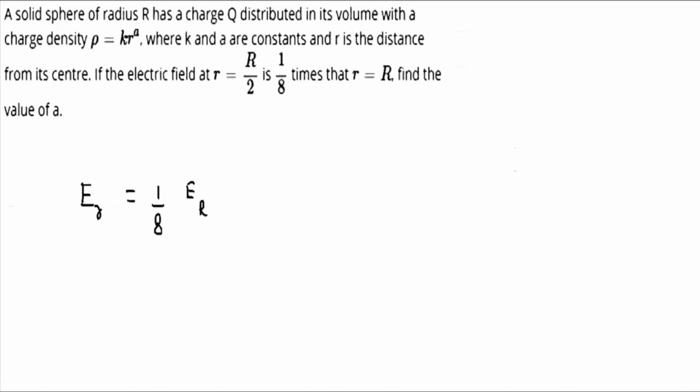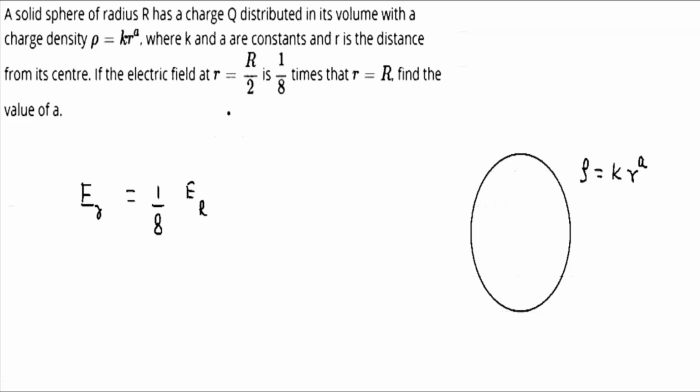First of all, we can draw our diagram. For example, this is our sphere on which charge is distributed, and rho is given as k r to the power a. Sorry, it is r to the power a. Now on the surface, if we need to find the value of the electric field, we need to find the charge which is enclosed by this surface. That means the charge enclosed by the radius.